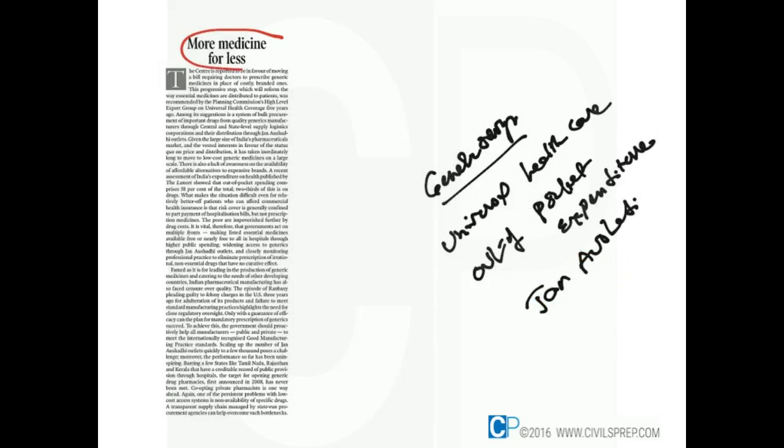Now coming to generic medicines. Let us see the situational analysis in India. We have out-of-pocket expenditure which is more than 50% in India. Though few people have insurance, even among the insured people, most of the expenditure these people make also belongs to this category.